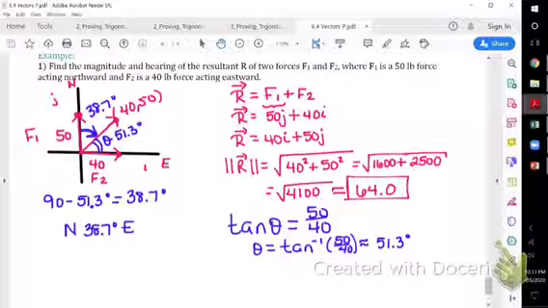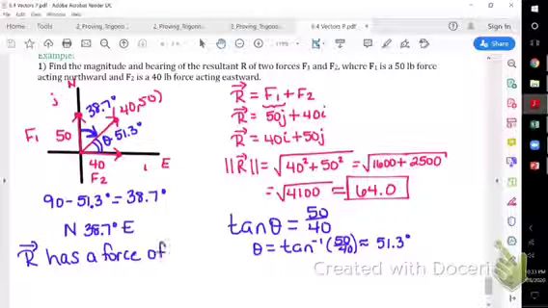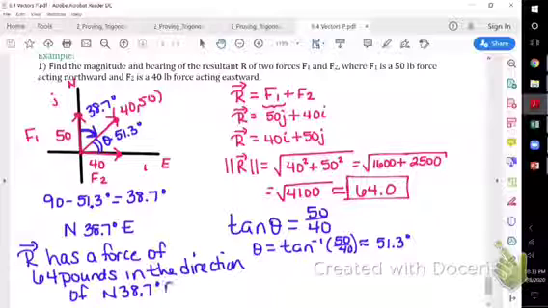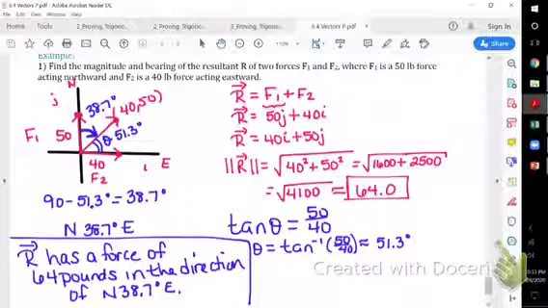So we can also say here that vector R has a force, and this is the magnitude, of 64 pounds in the direction of north 38.7 degrees towards the east. And so that is the summary of our answers put together there.